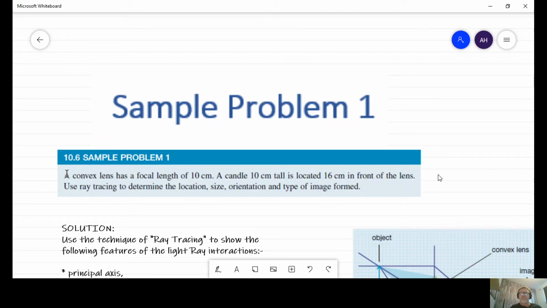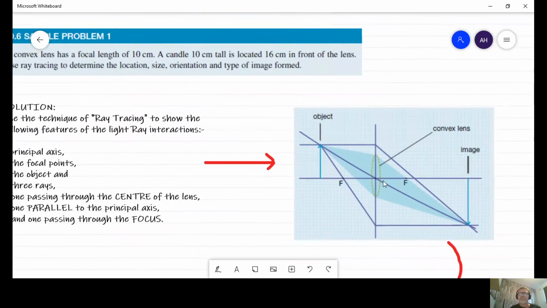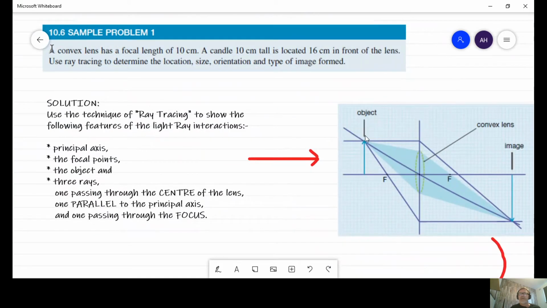So the image of the candle that a certain lens will form. It's convex, right? So biconvex is what we mean there. Okay, so here you go, biconvex lens. The technique you use is called ray tracing. Here's what ray tracing means: you show the following features of the light ray as it interacts with the object.